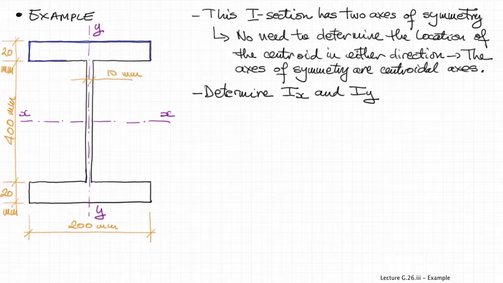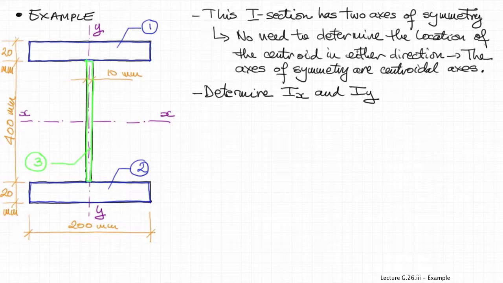However, we cannot calculate this directly because we don't have a formula for this kind of shape, an I shape. So we need to divide this composite section into simpler elemental areas, and it's very straightforward to notice that we can divide this section into two rectangles, number 1 and number 2, which are identical, and these are the flanges, plus a third rectangle, which is number 3, which represents the web of the section.